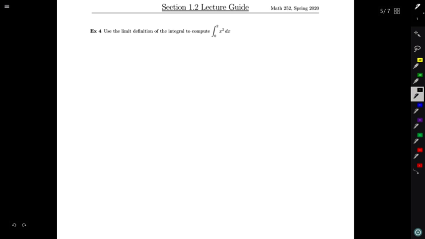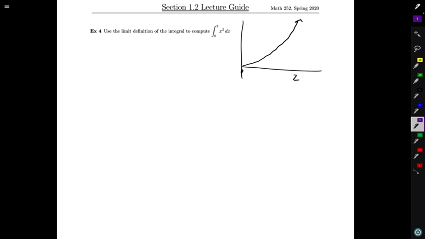Maybe the first thing I want to do is convince you that we can't use the geometry of the situation to compute this integral. So let's look at a small picture. We have our function x squared between the x values of 0 and 2, and we know it's an upwards facing parabola. The area we're interested in, between the curve and the x-axis, is this shape right here.